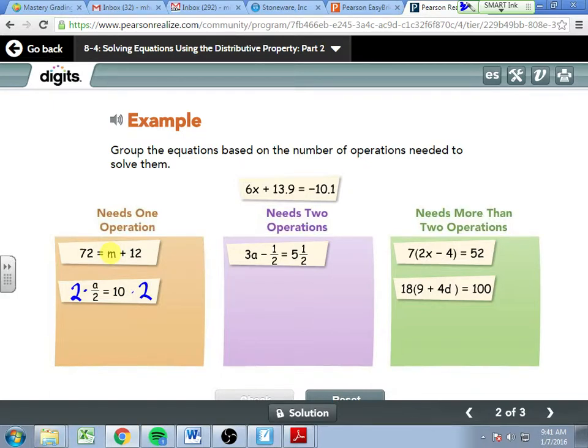And Franny, bring us home. How many operations on this one? Needs 2. What would they be? Yep. We'd subtract the 13.9, then we would divide by the 6. Any questions on these? How we determined that?